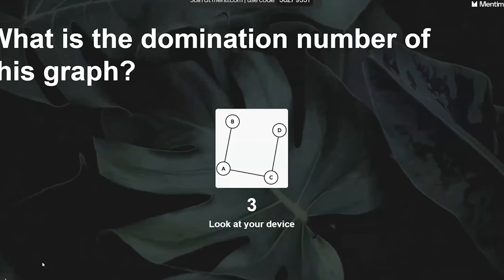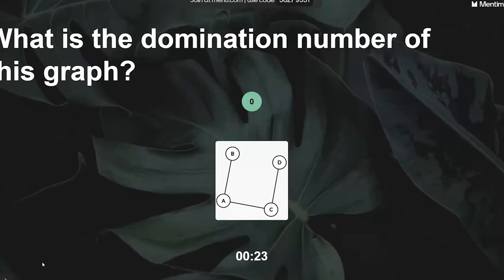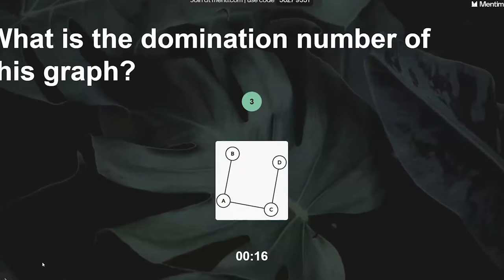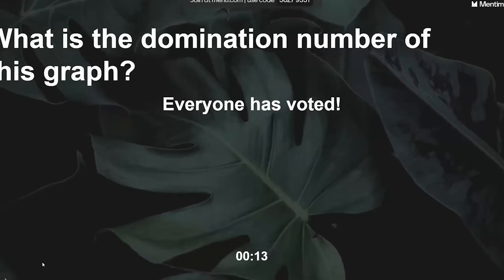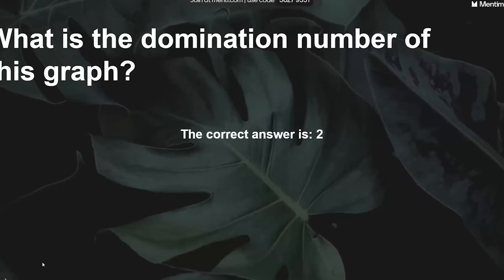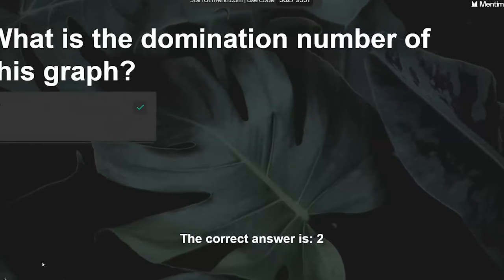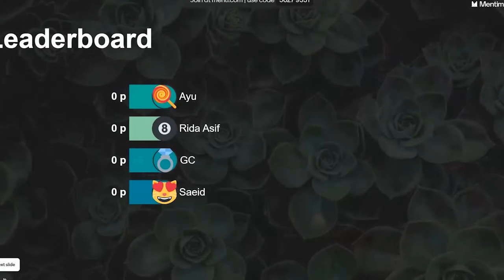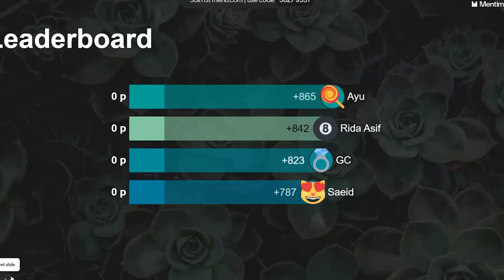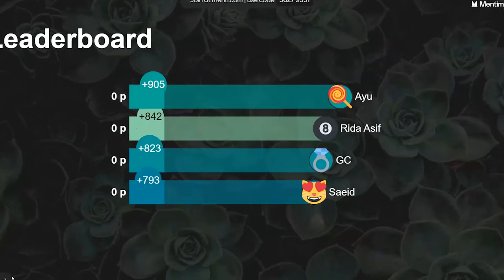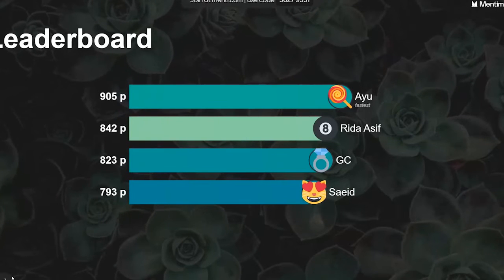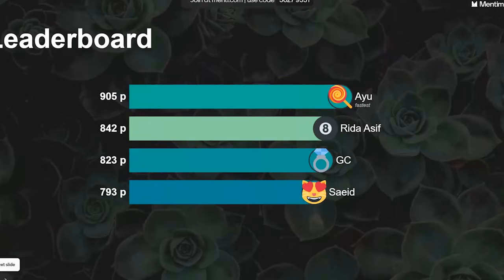What is the domination number of this graph? Don't say, just write it on your mobile phone or on your device. Okay, everyone has voted. The correct answer is obviously 2. The points are regarding who was the first to submit an answer. Everybody was correct. Okay, so great.